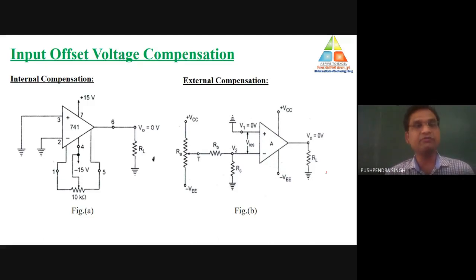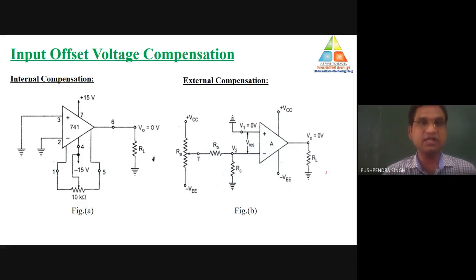And how will the operating point not be changed? When the value of error voltage is 0. So how can we make the error voltage 0? By making some compensation in the circuit. So in case of input offset voltage, there are basically 2 types of compensation. Either we may use the internal compensation or we may go for the external compensation.